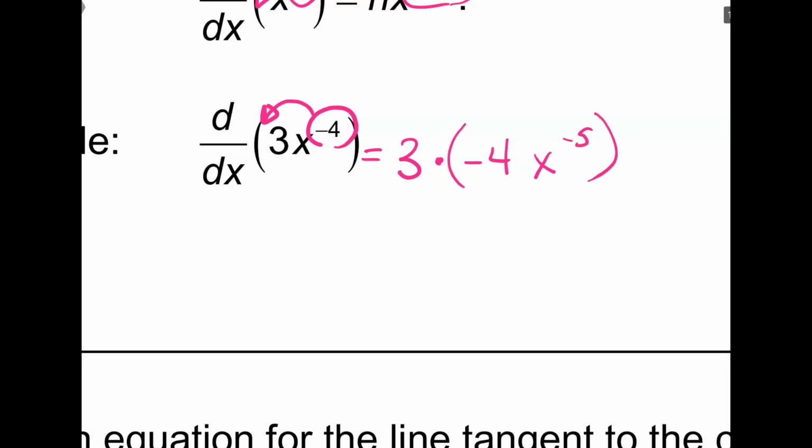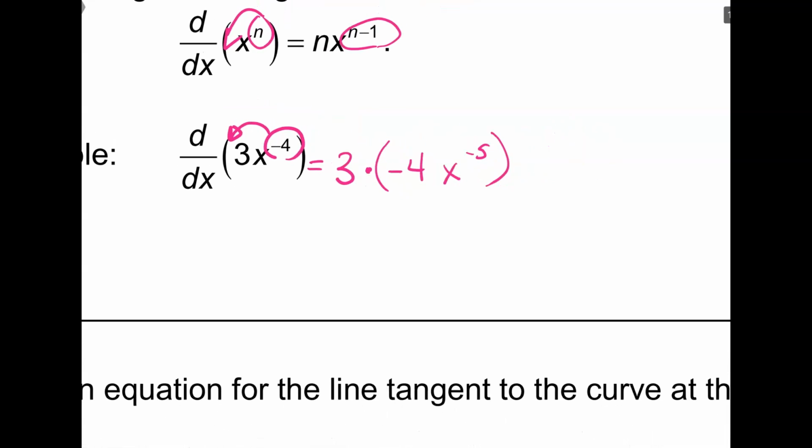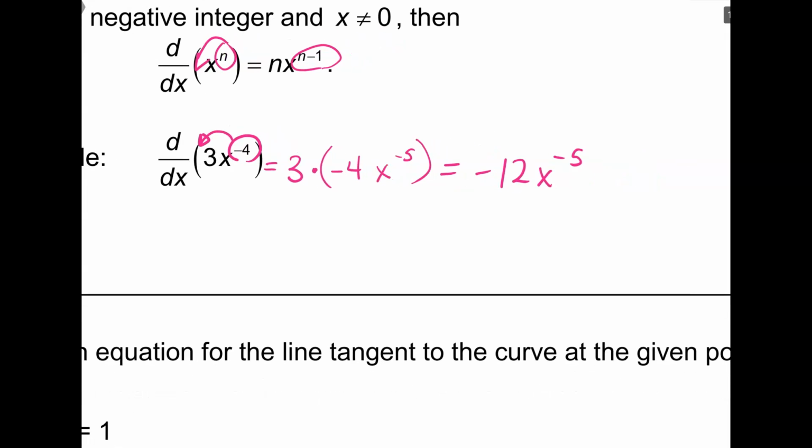negative 5th. Minus 1. This is why I put it separately, because when you subtract, you get more negative. So I have negative 12 x to the negative 5th. With a negative exponent, I can rewrite this as negative 12 over x to the 5th. It's the same power rule, just the tricky part is subtracting 1 from a negative. You're going to be going through it with your homework.